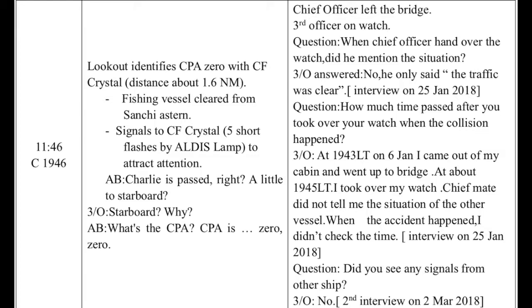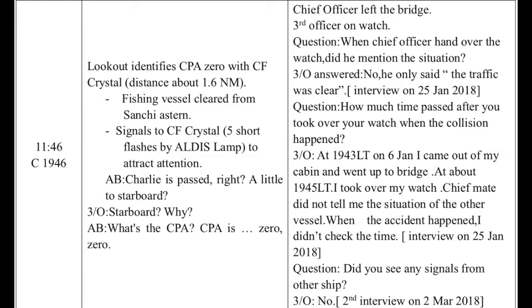So on the Sanchi's side, the AB asked the third mate, the Charlie passed a little to starboard side, right? The third mate didn't understand what the AB was saying. Starboard side, why? Maybe he didn't look out very carefully, or he wasn't aware of it. What's the CPA? The AB can read the CPA. It says the CPA is 0, and he repeated it to the third mate. But the third mate still could not get the picture and didn't understand the crossing situation of these two vessels.